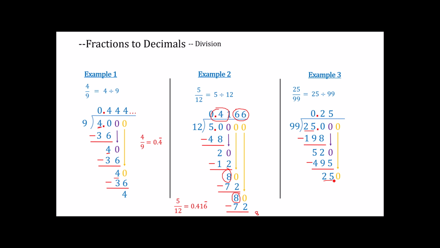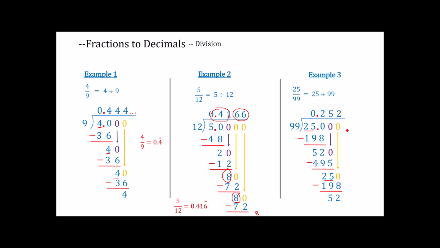How many times does 99 go into 250? Well, I already did that. It went in twice. It's 198. Take a look. You end up with 52. 25, 52, 25, 52. You've got yourself into a repeating pattern.